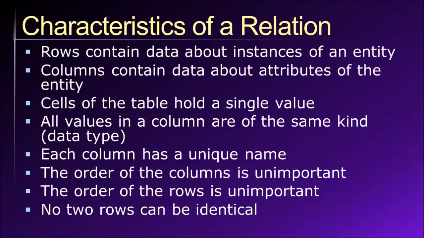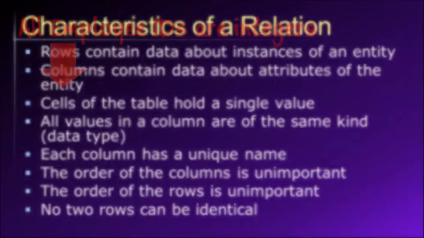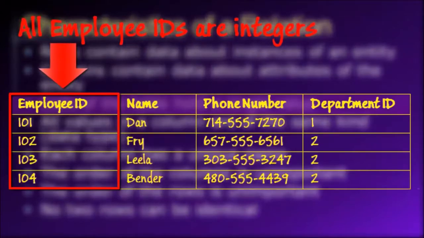Further, all of the values within a specific column must be of the same data type. For example, if we create an employee ID column, we would specify its data type. We may, for example, use an integer data type for the employee ID. This rule says that all of the values which appear in that column then must be integers.